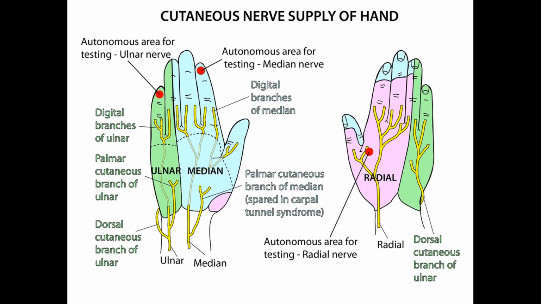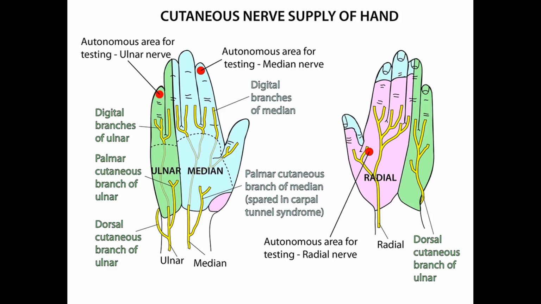median nerve. So it just leaves us to explain the meaning of an autonomous area. Because of overlap between nerves, if a nerve is destroyed, then you do not get numbness throughout its distribution, but you will always get numbness in its autonomous area.